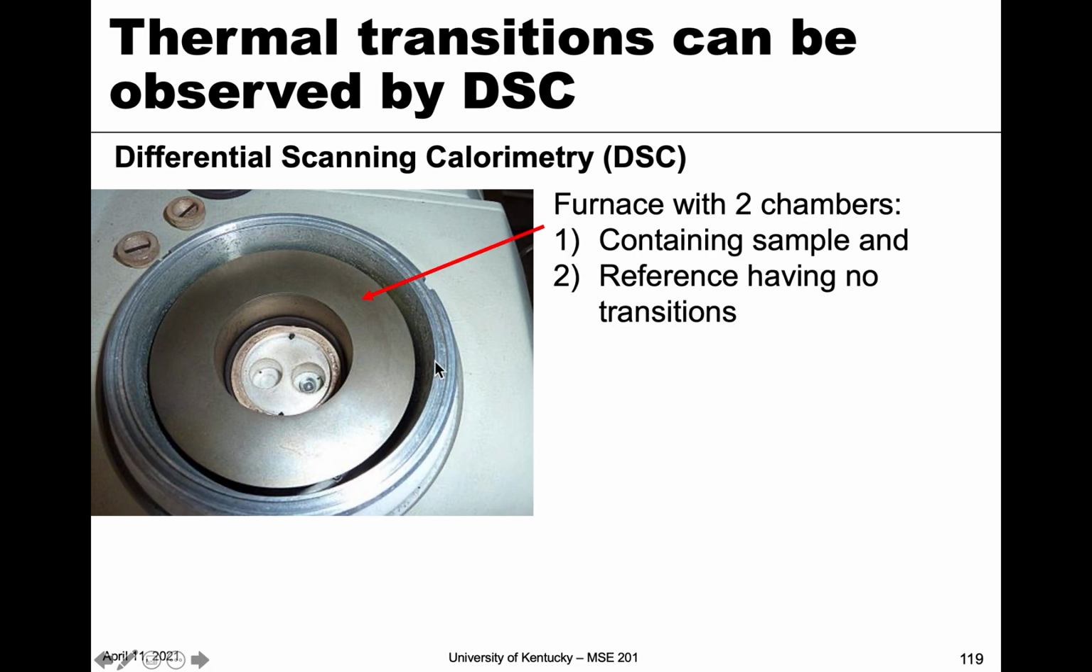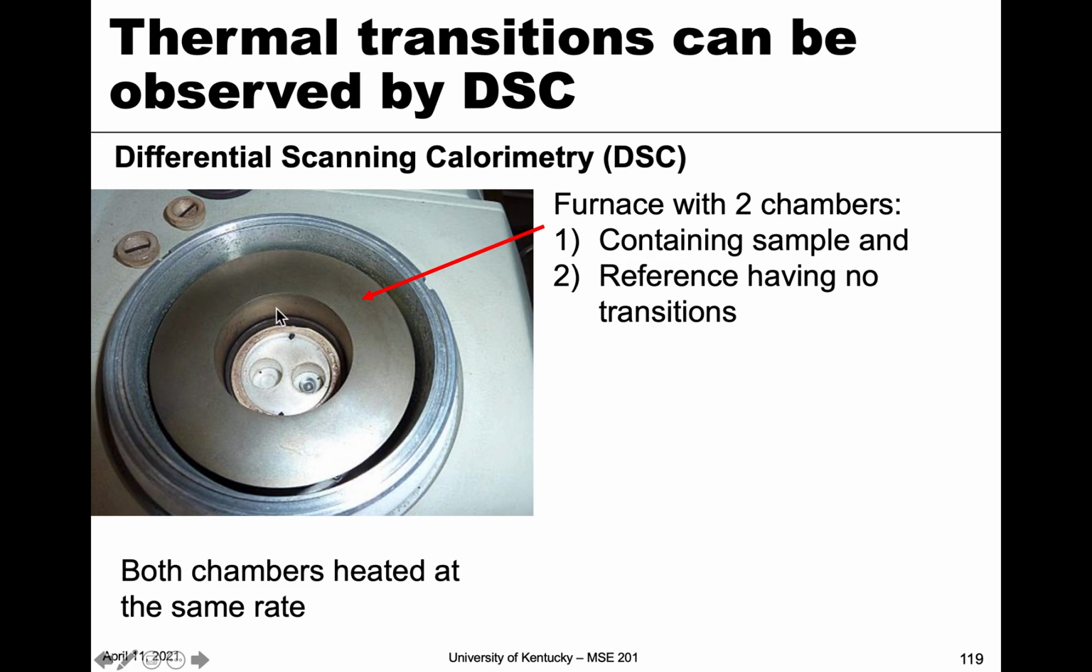So there are two chambers. One of them, for example this one, contains your polymer of interest that you want to test. And then the other is some type of reference material. Right here it doesn't have anything, but it would have a reference material that doesn't undergo any sort of melting or glass transition or anything like that. It just has a uniform increase in volume and thermal properties. So how we measure the properties is we basically heat both chambers at the same rate.